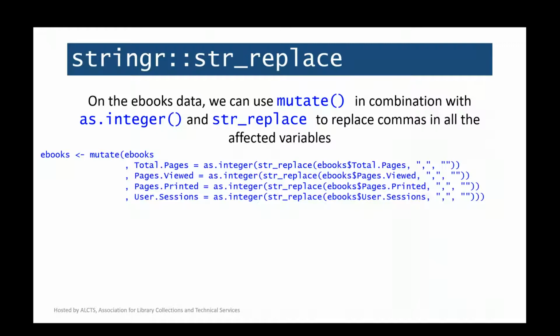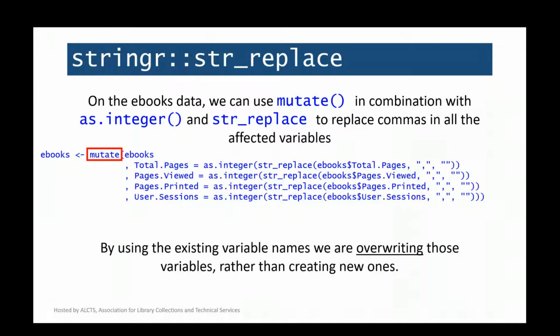So I'm going to walk you through what I'm doing here. I'm calling mutate on ebooks. I'm using the exact same variable names, total pages, pages viewed, pages printed, and user sessions. So that means they're going to be overwritten by whatever functions we perform after the equal sign. And here's what's going on.